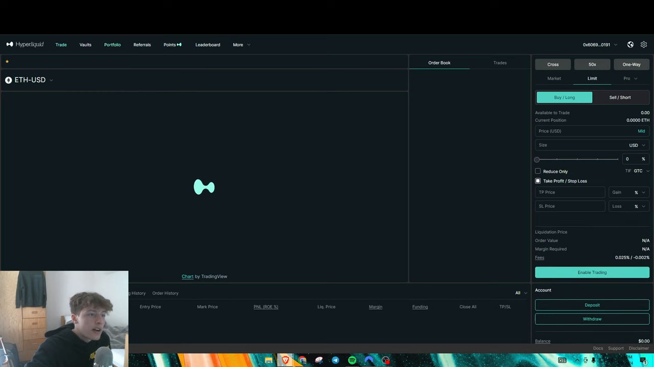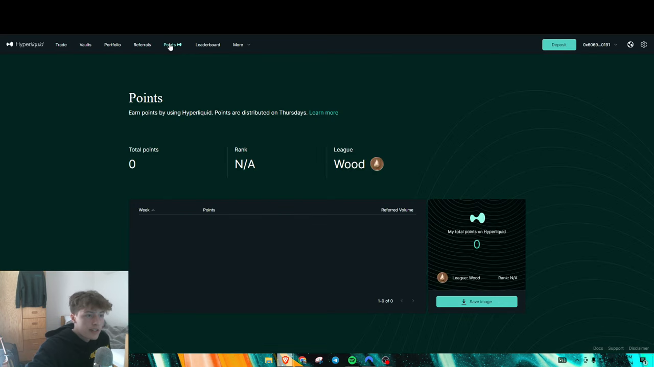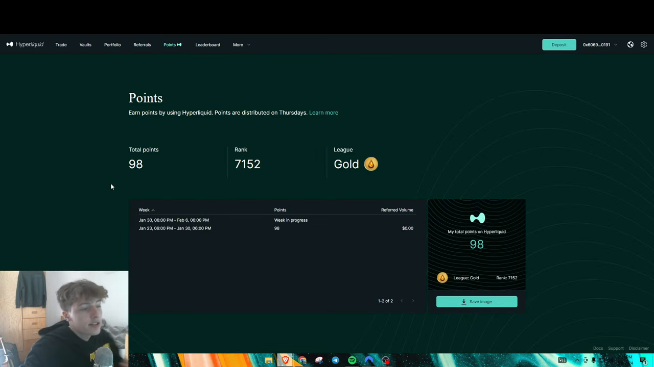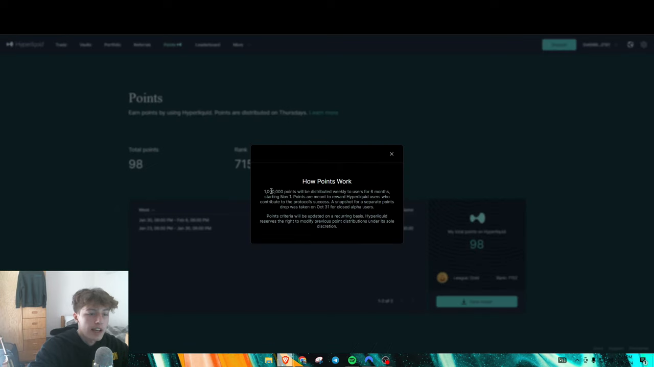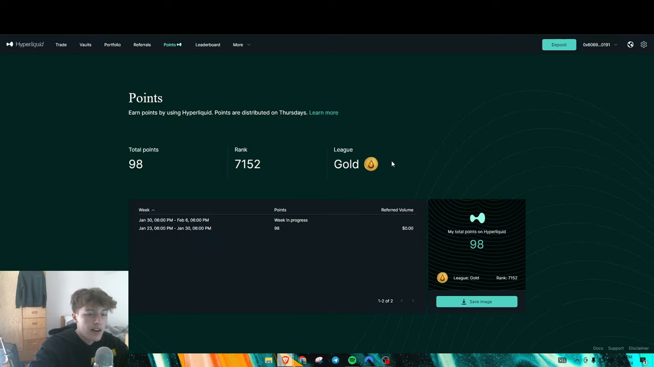So if you press the start trading tab, obviously you go to points right here. As you can see, I did collect a total of 98 points, and I'm in the gold league. I have no idea what that even means, I'll be honest. And as you could see here, the points are distributed every Thursday, and there are 1 million points each week. And that's a fixed amount of points, right? And that's going to be important later.